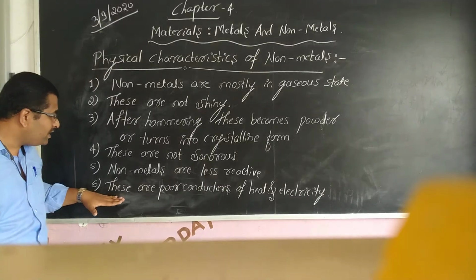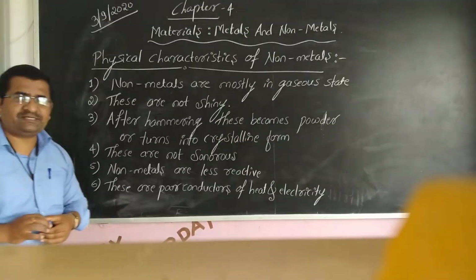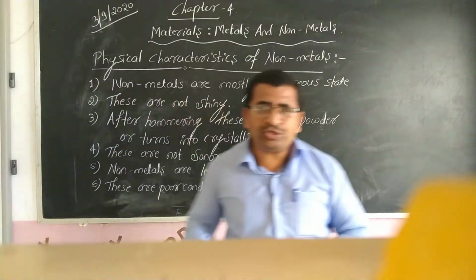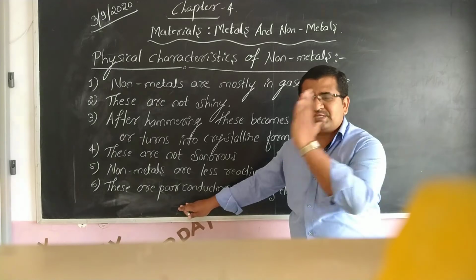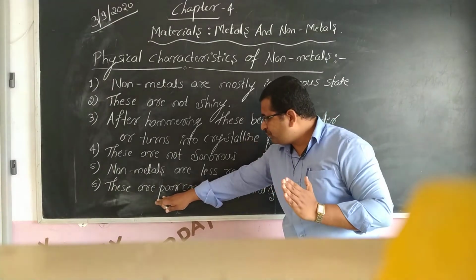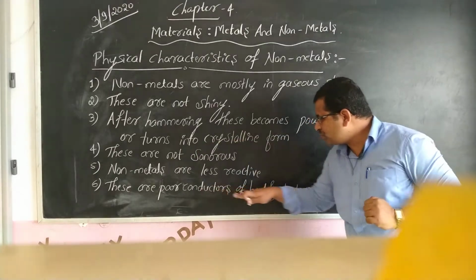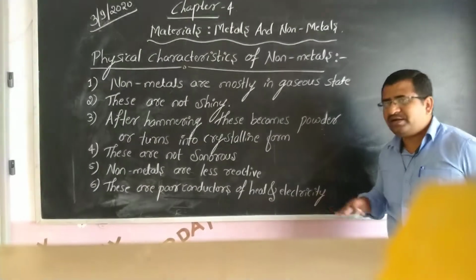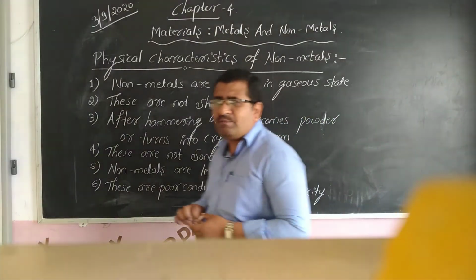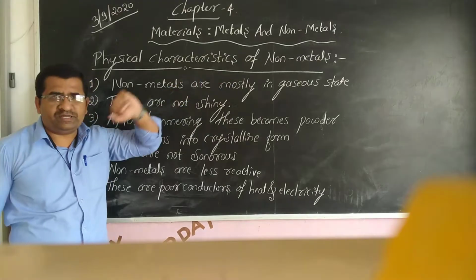And sixth, non-metals are poor conductors of heat and electricity. Non-metals show poor conductivity, in between the good conductors and the bad conductors. So that is called poor conductivity. Non-metals show poor conduction of heat and electricity. So these are the main physical characteristics of the non-metals.